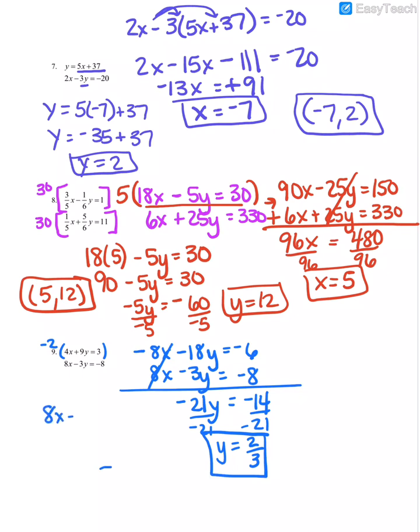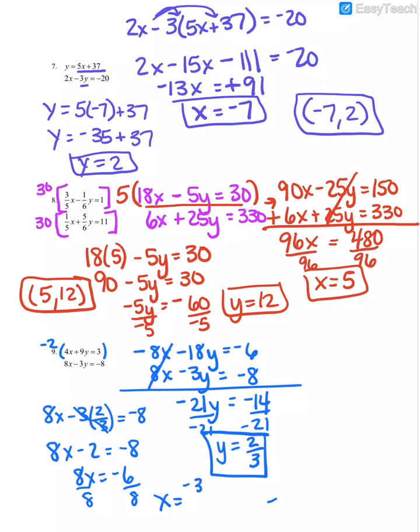So 8x minus 3 times 2/3 is equal to negative 8. 8x minus 2 is equal to a negative 8. Add 2, so 8x is equal to a negative 6. Divide by 8, and then reduce. They were both divisible by 2, so I get 3/4. So as an ordered pair, it's negative 3/4, 2/3.